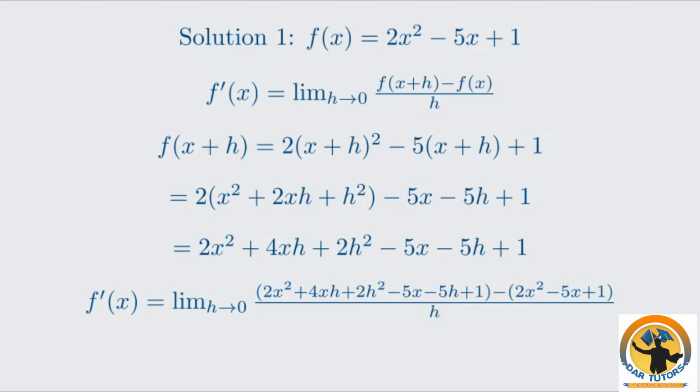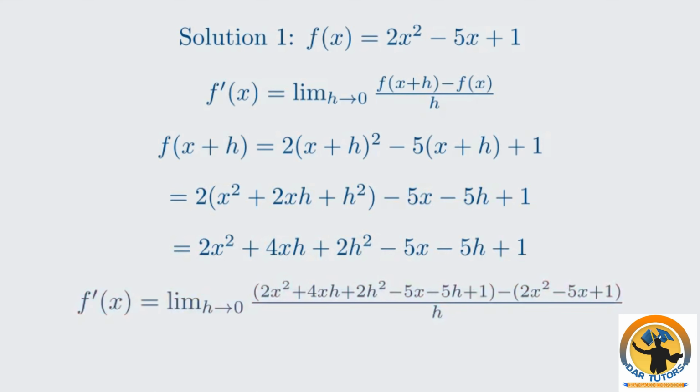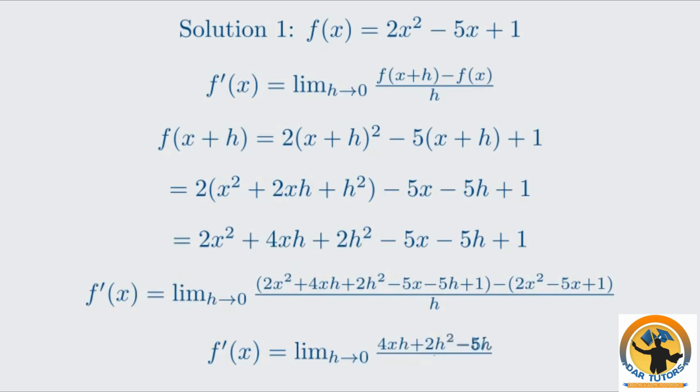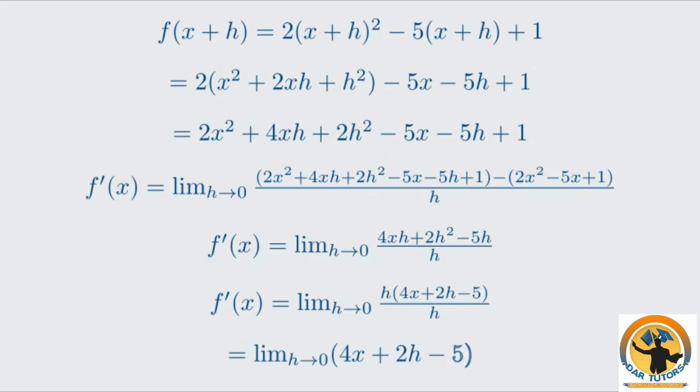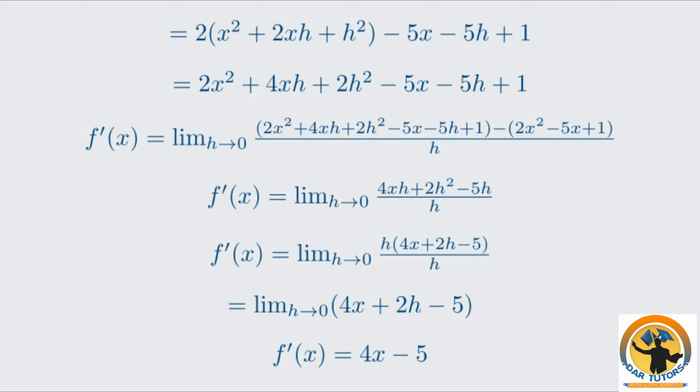Substituting into the limit formula, the 2x squared, negative 5x, and 1 terms cancel, we are left with 4xh plus 2h squared minus 5h. Factoring out h and canceling, we get the limit of 4x plus 2h minus 5. Evaluating the limit gives 4x minus 5. So, the derivative is 4x minus 5.